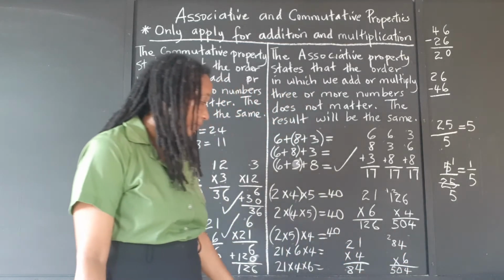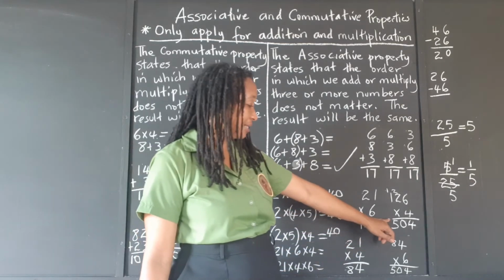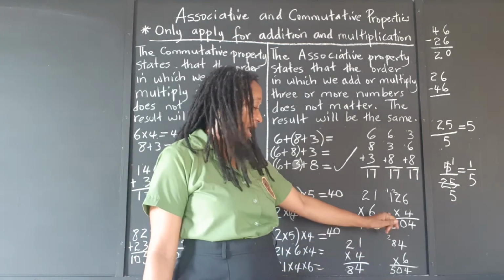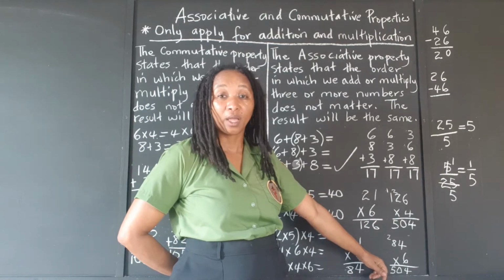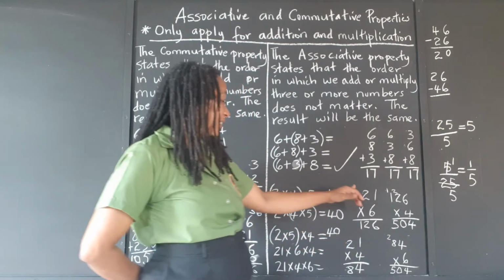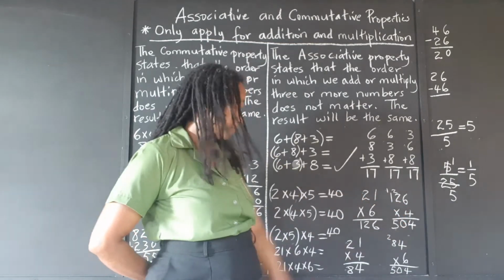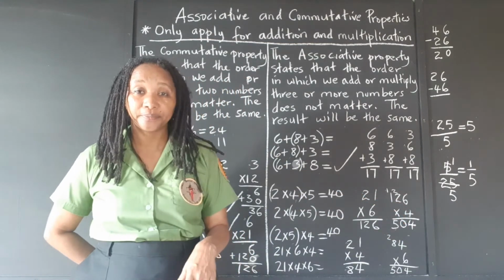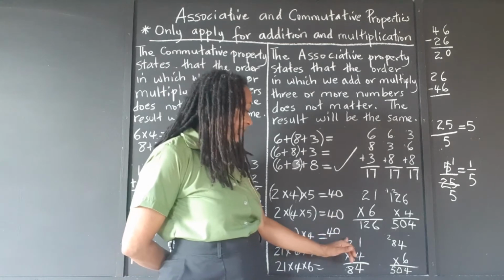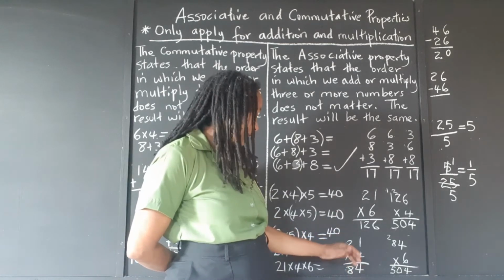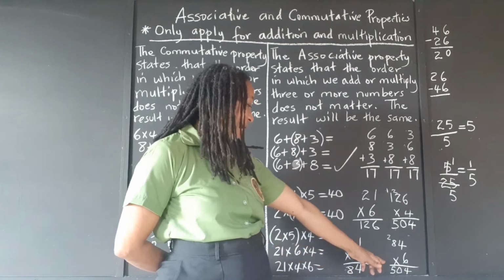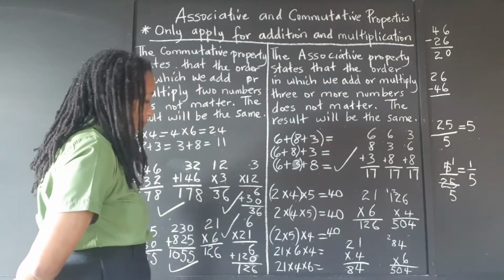So, we did end up with the same answer, 504. Whether we multiply the 21 by the 6 first and then multiply that answer by 4, or we multiply the 21 by the 4 first and then multiply that answer by 6. Okay?